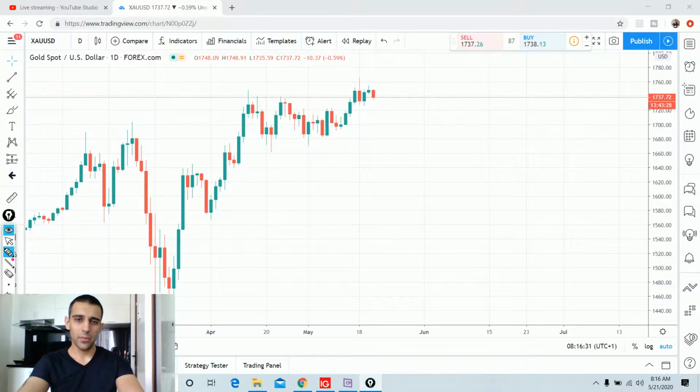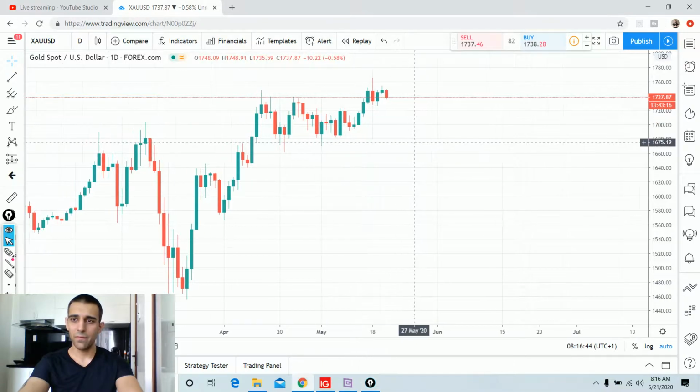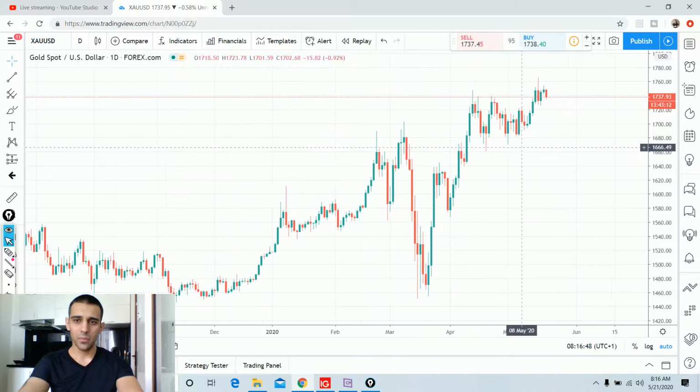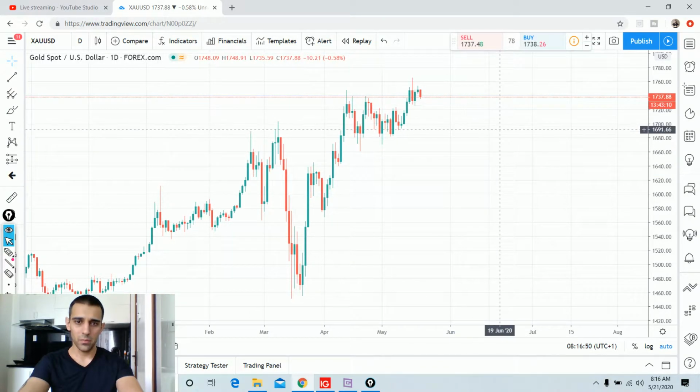I'm thinking the price might want to have a longer retracement rather than just putting it down to this 1735, yeah, 1733 zone. I think the gold might have a bit longer retracement.